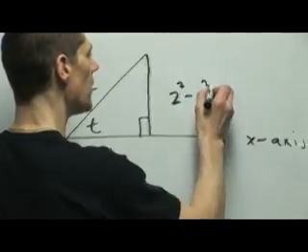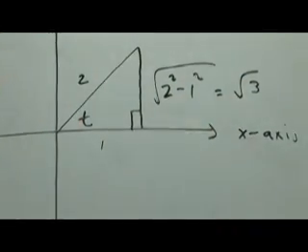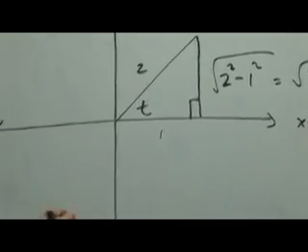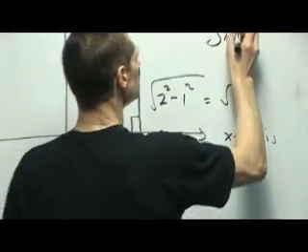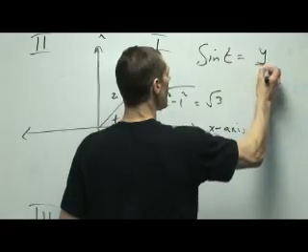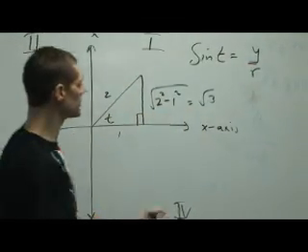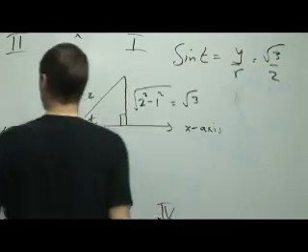I need to figure out what y is. So this is going to be the square root of 2 squared minus 1 squared. This is the square root of 3 on a good day. Now I can figure out what sine of t is, because I know that sine of t is y divided by r in general, and I've just figured out what y is. It's the square root of 3, and r is 2. So this is the square root of 3 over 2.